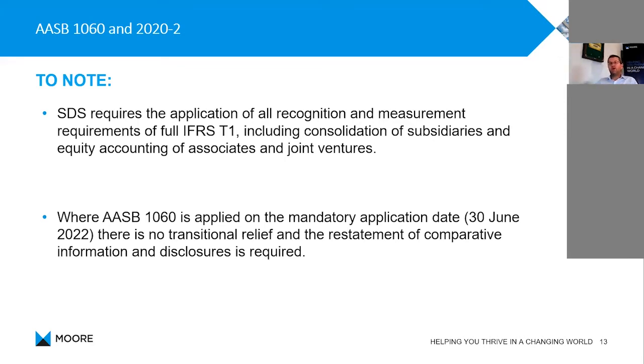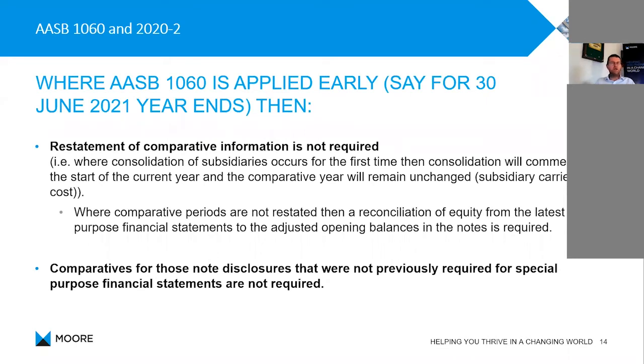Where this is applied on the mandatory date, 30 June 2022, there's actually no transitional relief, which means you need to restate the comparative year as well as the disclosures. So once again, if you're doing consolidation, you would need to actually consolidate from the start of the comparative year, which is actually 1 July 2020. So we've already passed the date. If you apply early for this June year end, then there's no requirement to restate comparative information from both the consolidation and the disclosure point of view.